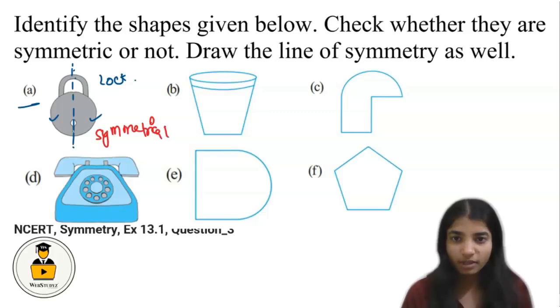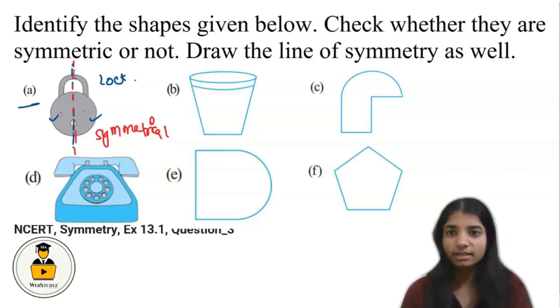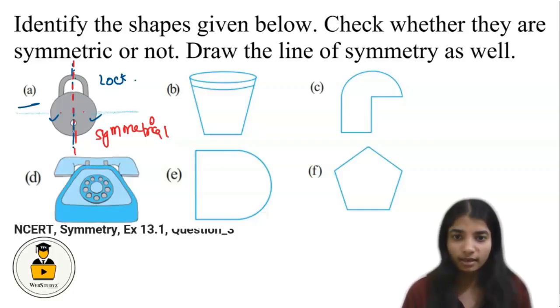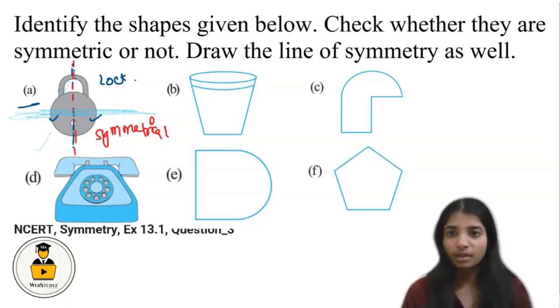because when we draw the line of symmetry, this is our line of symmetry, we get the identical shape on both sides. If we draw other lines, like if we draw this line in this way, we do not get symmetry. The upper end is this and the lower end is this. So our only line of symmetry is this red line. So we can say that this shape is symmetrical.